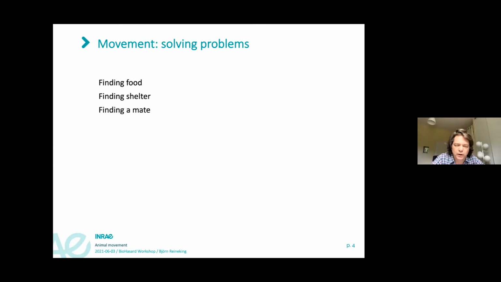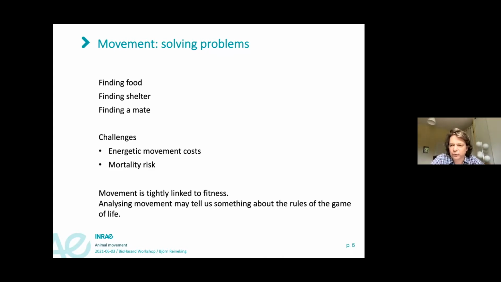So movement is providing a lot of key benefits for animals. On the other hand, it comes also with potentially enormous costs. First, it might be very costly energetically to move in a landscape. Think of moving uphill or moving through snow. But then it comes also with the risk of dying, either by being more visible to predators, or think of roadkill, so animals being hit by cars. So in total, movement is very tightly linked to fitness, to the number of offspring that an animal might hope to get in the future.